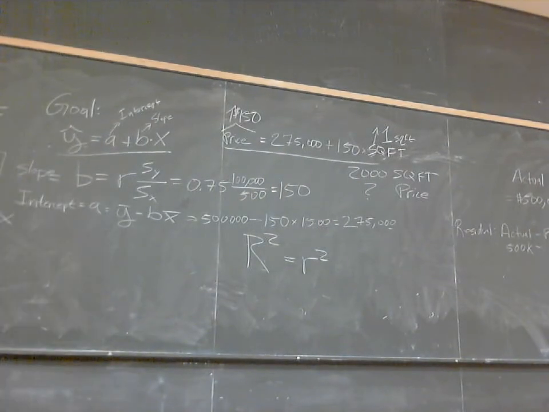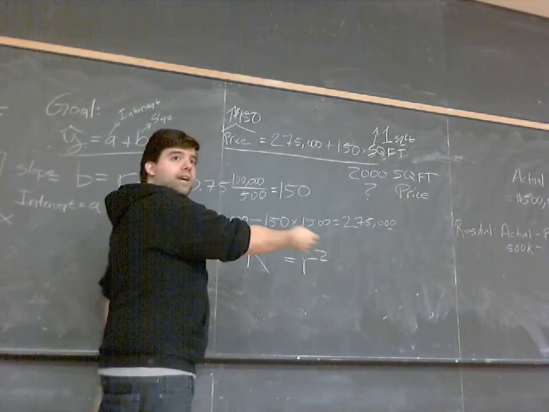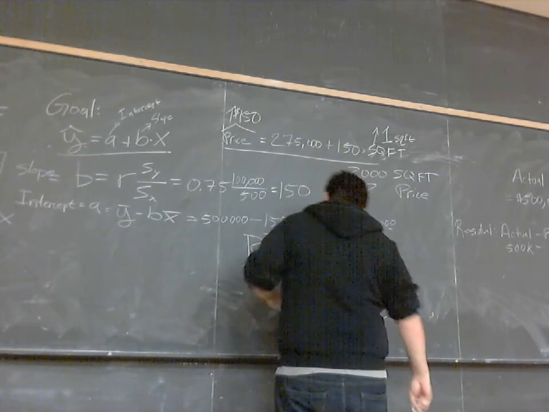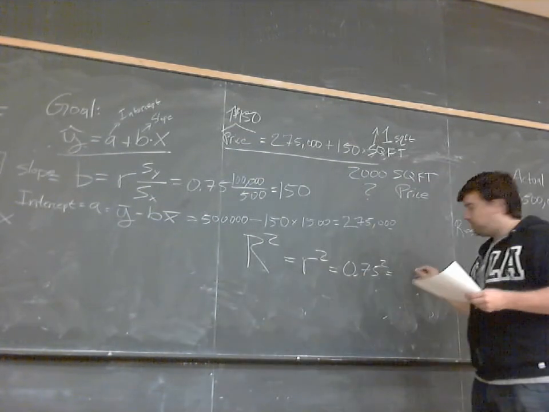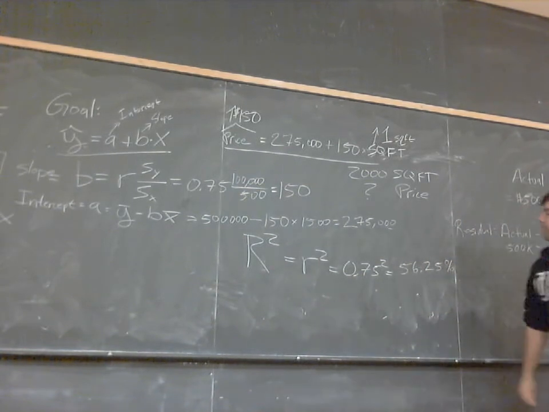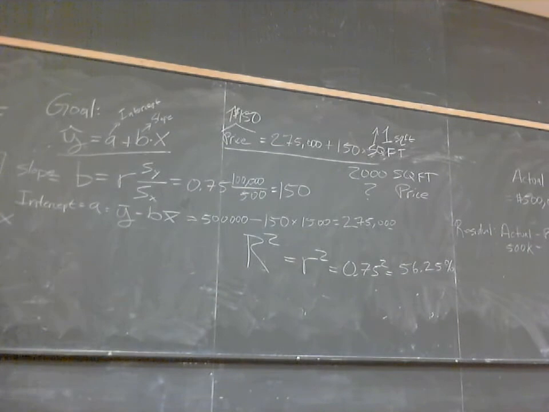So the coefficient of determination is just the square of the correlation. So 0.75 squared gives me 56.25%. That means 56% of the variation in home prices can be explained just by looking at the square footage of the home. That means there's about 44% that remains unexplained, right? That's always going to be the case.